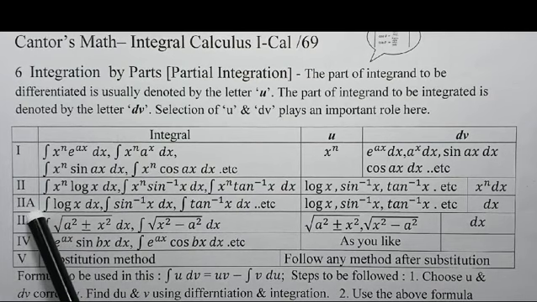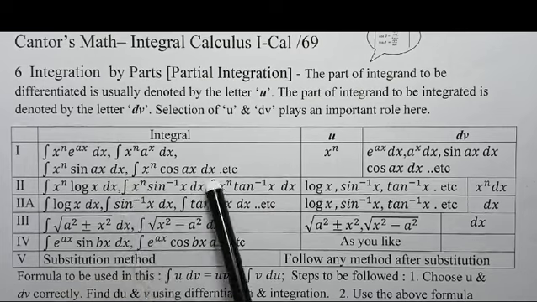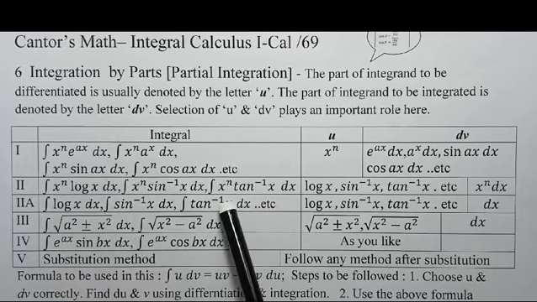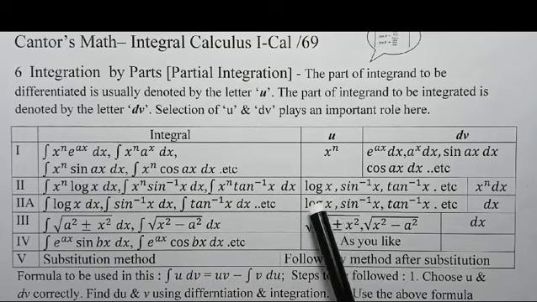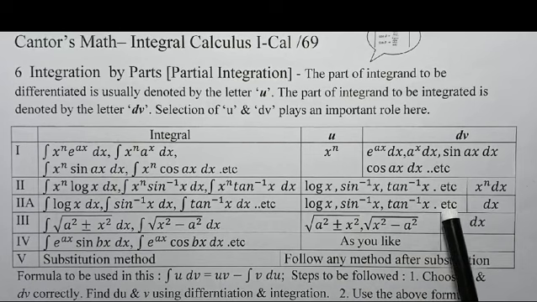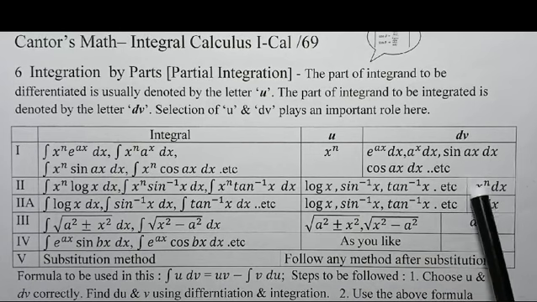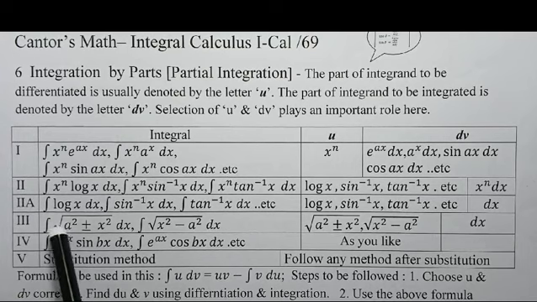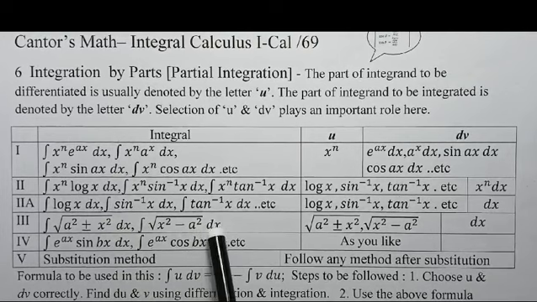Now type 2a. Here there is no x^n, that is, integral log x dx, integral sin inverse x dx, integral tan inverse x dx. Same as the previous one, you take u as log x, sin inverse x, tan inverse x, and dv as dx, since there is no x^n. Now the third one: integral root of a squared plus x squared dx, root of a squared minus x squared dx, root of x squared minus a squared dx. You take u as the square root and dv as the remaining dx.